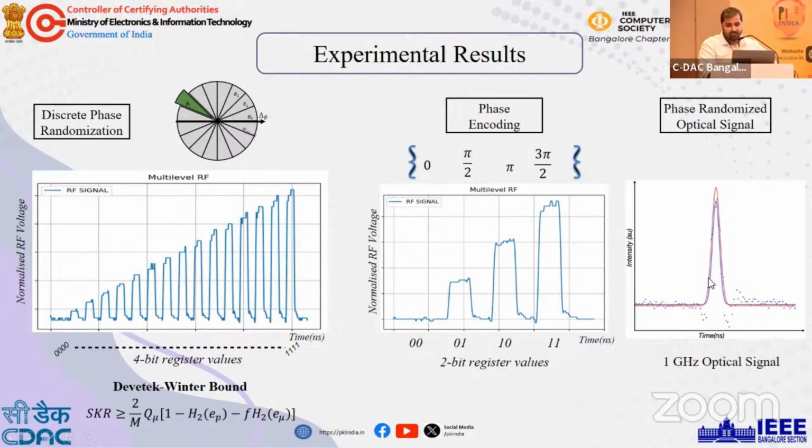This is an optical signal. It has a 1 gigahertz signal and can be shifted very finely. Last thing, there is a bound: with the number of slices, we compromise the secret key rate. So we have done 16 slices, so we are compromising the secret key rate, but we are increasing the security.